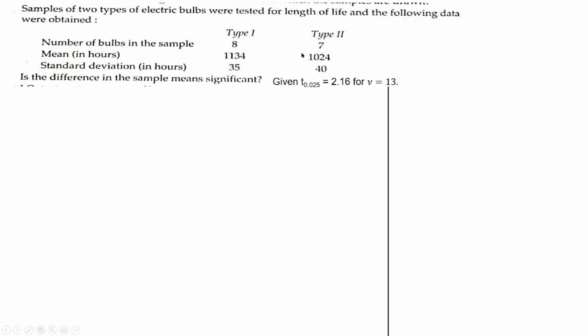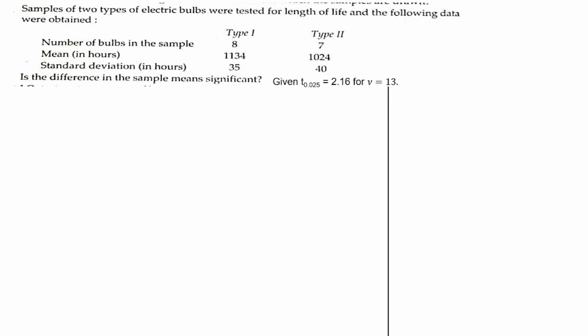Now let us see an example for this two sample t-test. Samples of two types of electric bulbs were tested for length of life and the following data were obtained. Number of bulbs in the sample: for type 1 we have 8 bulbs and type 2, 7 bulbs. Mean in hours: type 1 the mean is 1134 hours and for type 2 it is 1024 hours. The standard deviation for type 1 is 35 hours and for type 2 it is 40 hours. Is the difference in the sample means significant? Given t 0.025 equal to 2.16 for nu equal to 13.